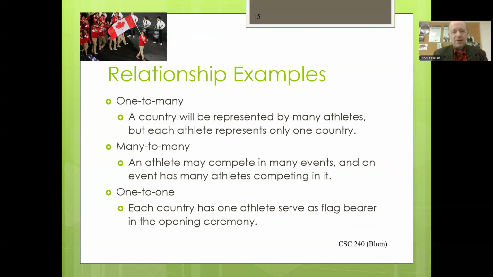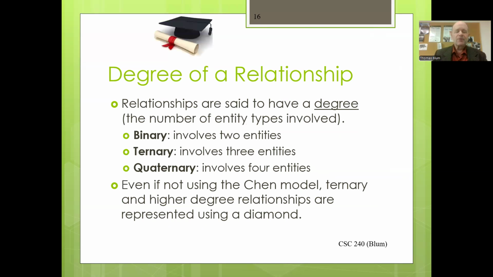So that was my middle one, that was my many to many. A country will be represented by many athletes, but the athlete only represents one country. So that rule is a one to many rule. The athlete to event relationship was many to many. And then specifically in the opening ceremony, a country chooses one athlete to bear the flag, and one could say that is a one-to-one relationship. Like one country has one flag bearer. So that was the multiplicity of the relationship.